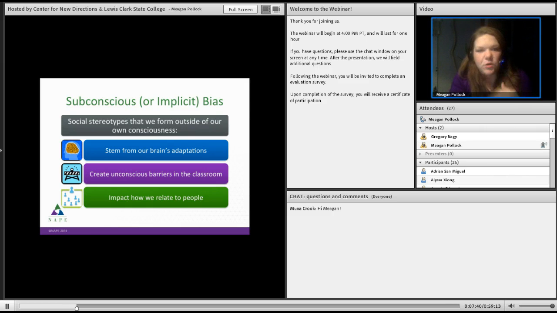And so what happens is your brain is making really quick decisions based on all of those things that are stored in your head. And if you've got cultural stereotypes stored in your head, because we all do, that's how we function, your brain can be making decisions and making value assumptions based on these things that are inside of our heads. And so what happens then is that we can unintentionally be creating unconscious barriers in our classroom, because these biases impact how we relate to people. So let me give you an example.